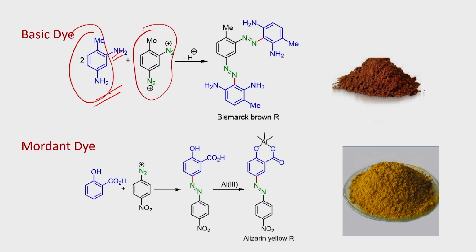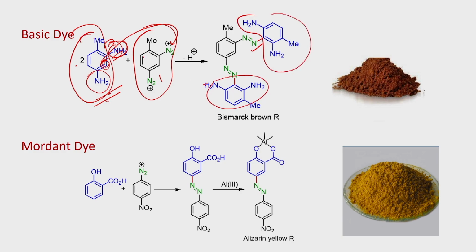Now look here, this position is active because it is ortho to this amino group, and compared with methyl, the amino group is a more activating group, therefore the reaction takes place at this carbon. So you have to take 2 equivalents of this diamine with 1 equivalent of the diazonium salt. When you mix them, the addition reaction occurs at this carbon and you will get this compound. Two molecules of this, the blue color here, and 1 molecule of the diazonium salt undergo the addition reaction.